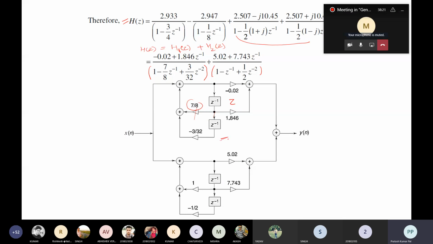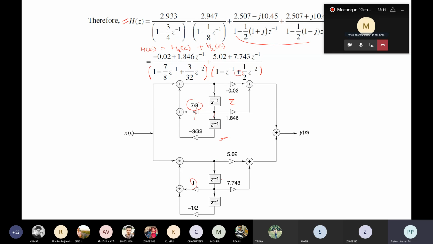So the first term will be represented first. After that, the parallel representation of the second term will be there. So we will be realizing this term. It is also a second order system, so two delay elements will be required. The first coefficient is -1, so it will be plus here. If it is plus here, it will be minus here, -1/2.